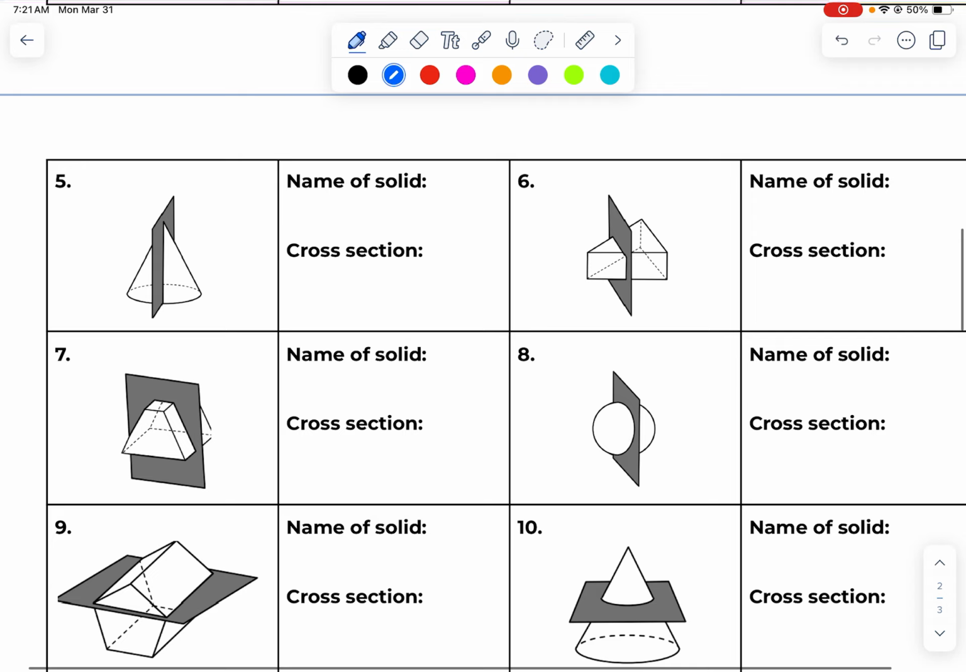All right, number 5. This figure is a cone, but this time we are not cutting it parallel to the base. We are cutting it vertically up and down. So when we cut this vertically up and down, you look at the shape that it makes. So this cone makes the shape of a triangle if you were to cut it from the top to the bottom.